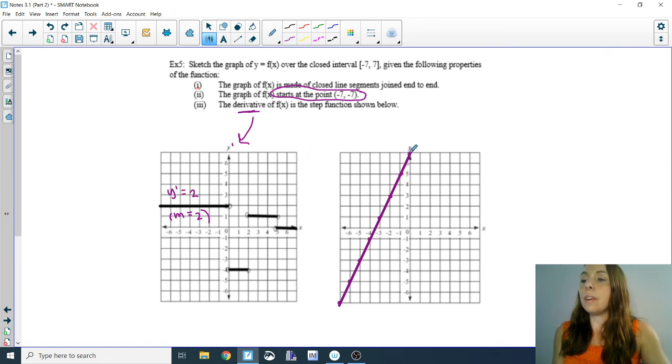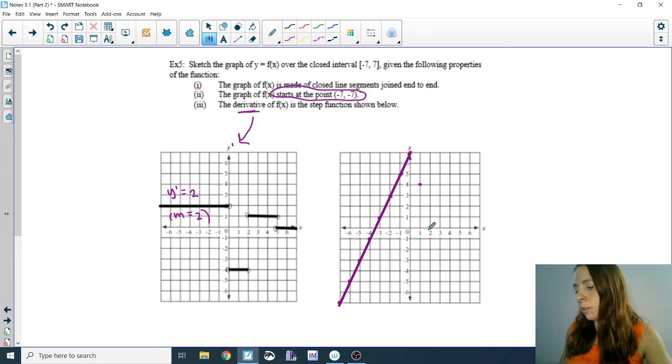Now, notice I ended with a closed point. That's because I see right here it says line segments joined end to end. Just because there's holes in the derivative doesn't mean there's holes in the function. The holes in the derivative indicate the sharp turns. Like we're about to have a sharp turn. It's going to be a line segment from x equals 0 to x equals 2 that has a slope of -4. So watch this. From this point, down 4 over 1. And do it one more time. Down 4, 1, 2, 3, 4 over 1.